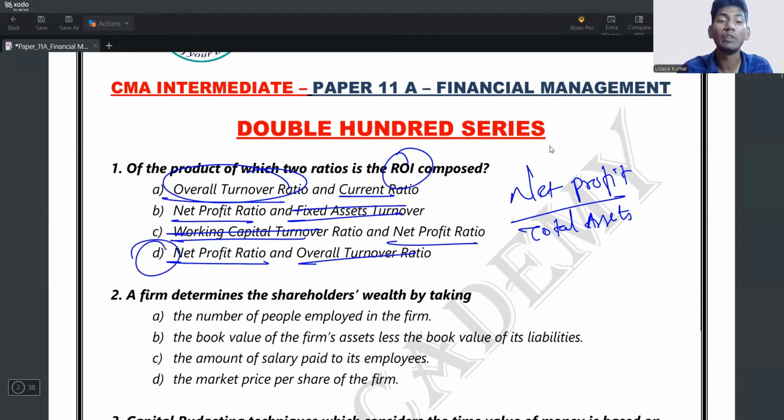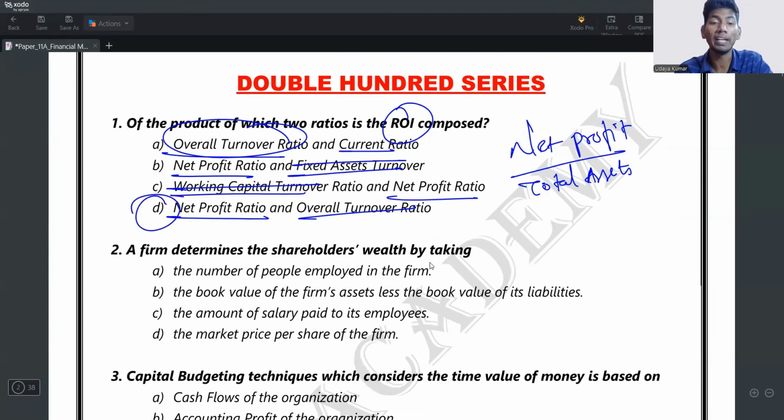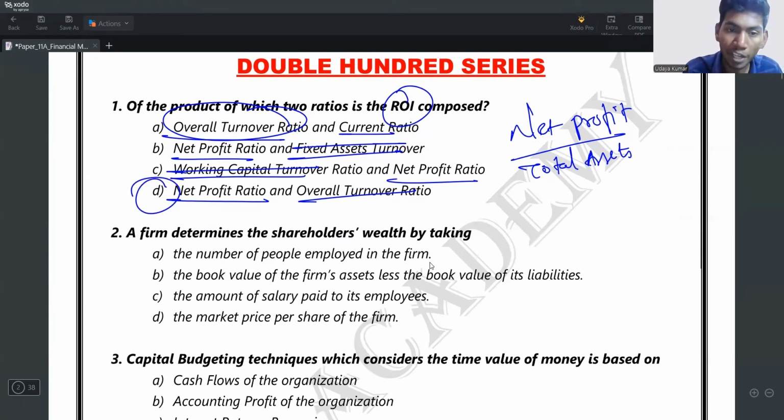Moving to question number 2: a firm determines the shareholders' wealth by taking option A, the number of people employed in the firm; option B, the book value of the firm's assets less the book value of its liabilities; option C, the amount of salary paid to its employees; option D, the market price per share of the firm.